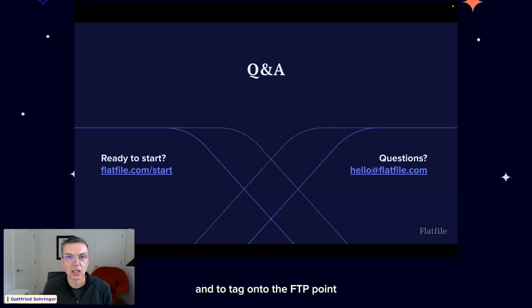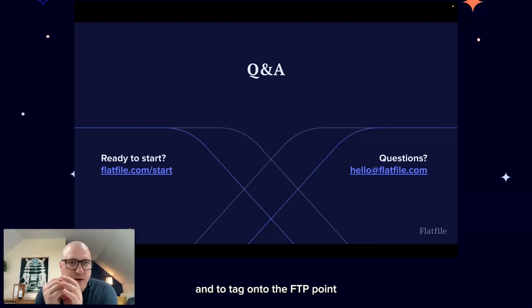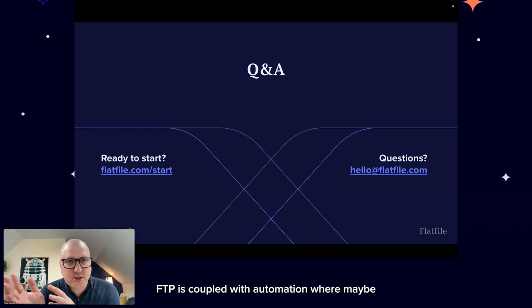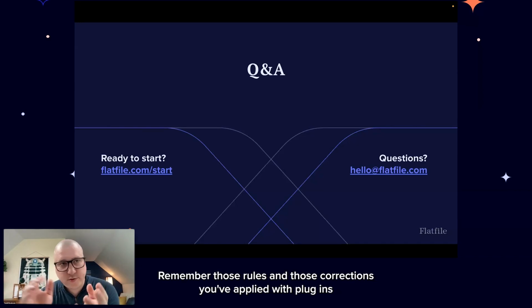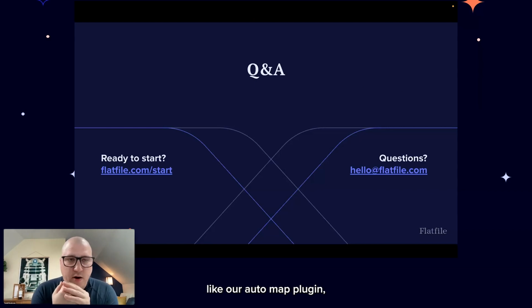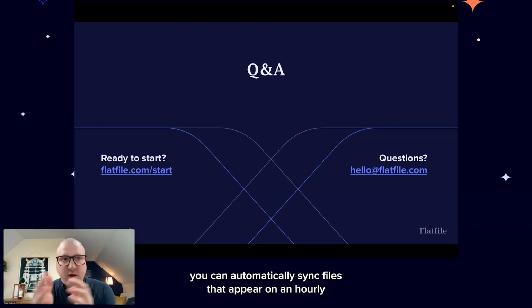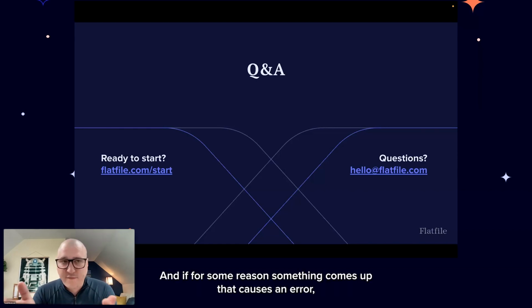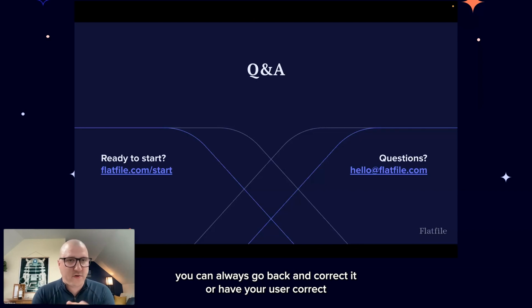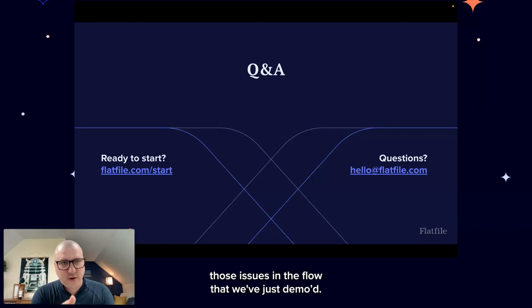Excellent. And to tee on to the FTP point, oftentimes FTP is coupled with automation, where maybe initially you want to go through a data preparation flow manually, and then have the system remember those rules and those corrections you've applied. With plugins like our Automap plugin, you can automatically sync files that appear on an hourly or weekly basis using the same rules that were previously applied. And if for some reason something comes up that causes an error, you can always go back and correct it or have your user correct those issues in the flow that we've just demoed.